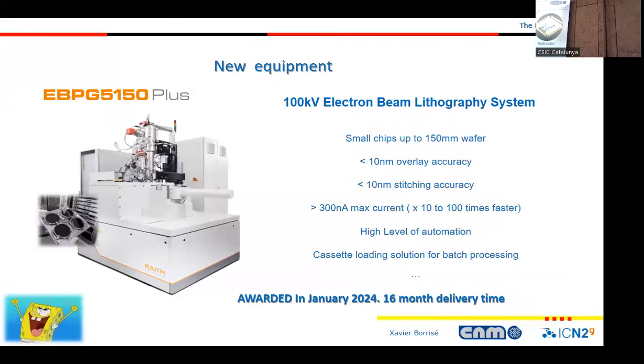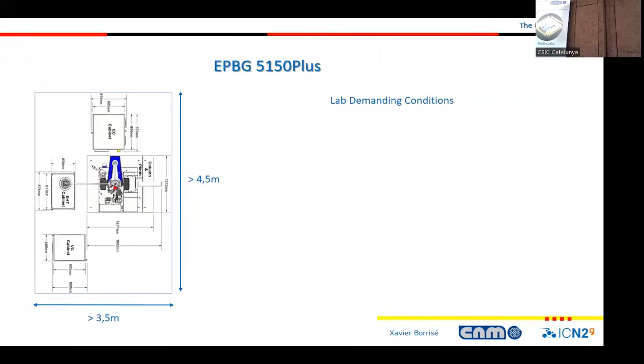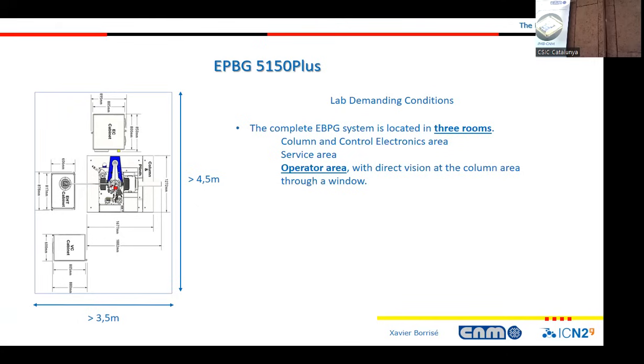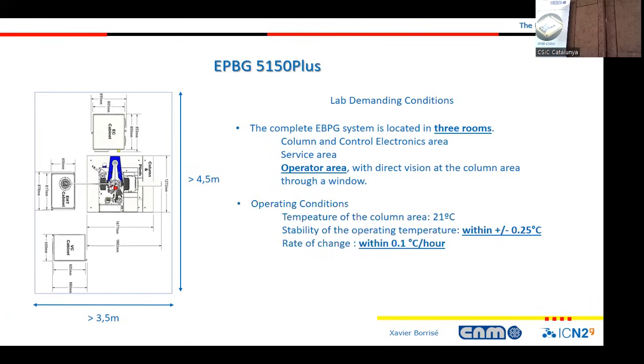Then, for this equipment, if we see the requirements for installation, they are quite demanding. Basically, they want to separate the system from the operator. They ask for 3 rooms: one for the system, one for the service area, and one for the operator. So we need to make a laboratory for the system only. And they also ask for quite strict conditions for temperature. It's like a climate, for the stability of the system. This is basically for the column.